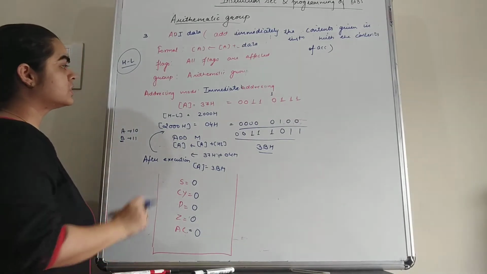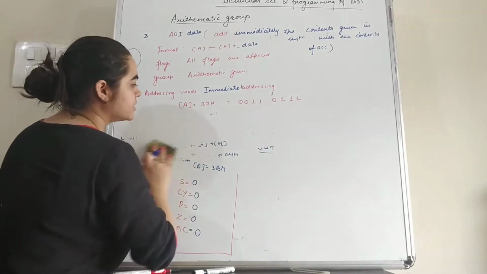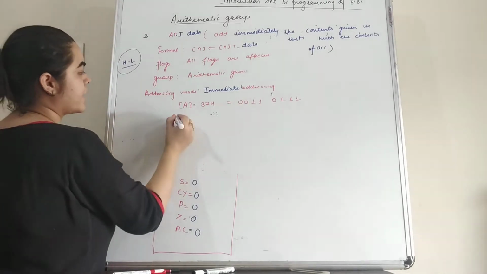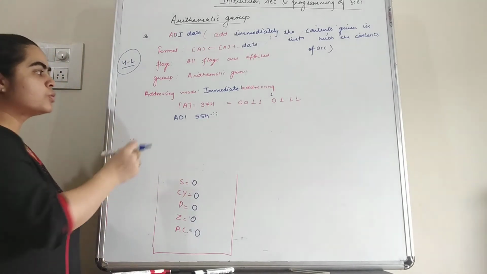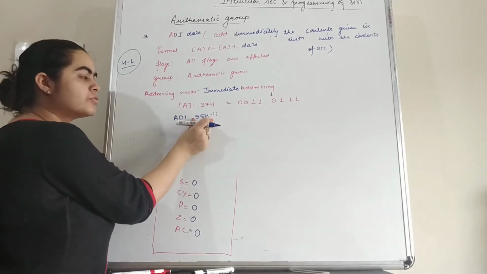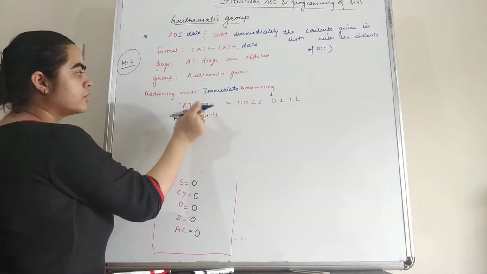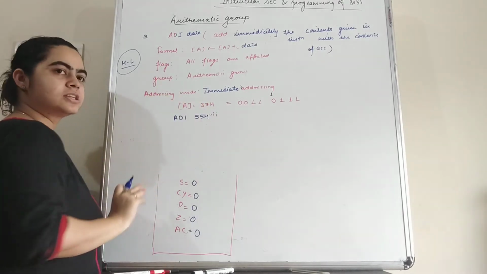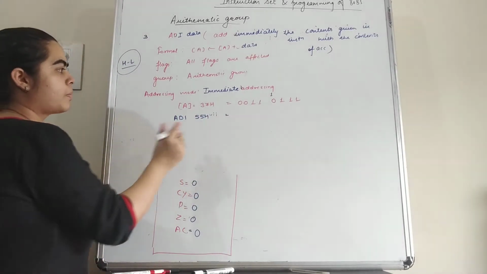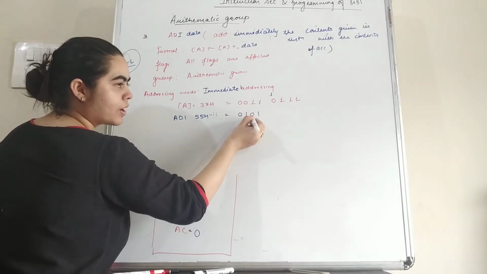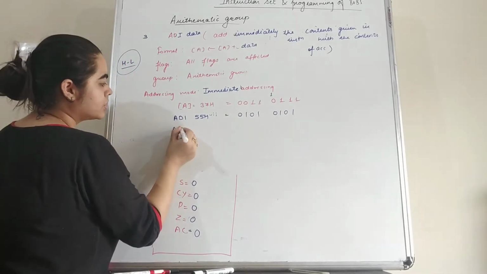Now students, after this we can see the example. Suppose we have an instruction ADI 55H. That means we have to add the contents of the accumulator with 55H data, and store the result in the accumulator. So here in the accumulator we have contents 37H and the data is 55H. We can convert this into binary form. The binary of this is 0101 0101, and after this we can perform the addition.